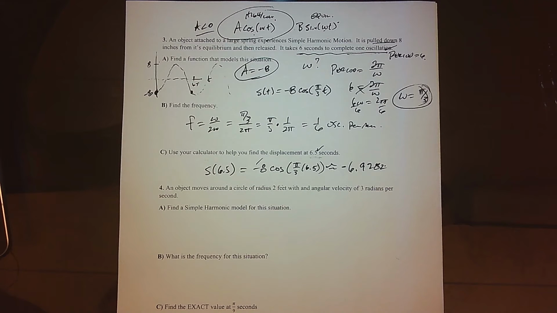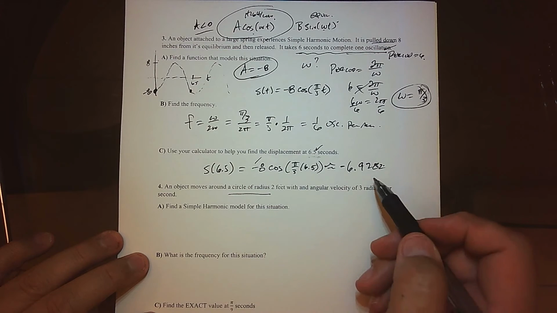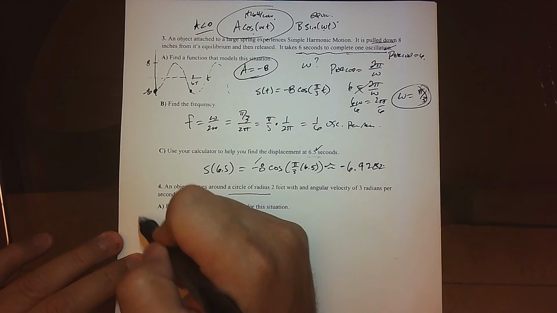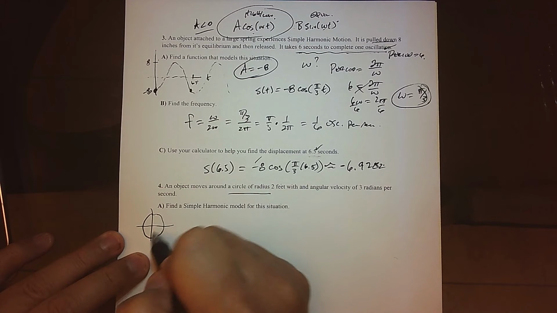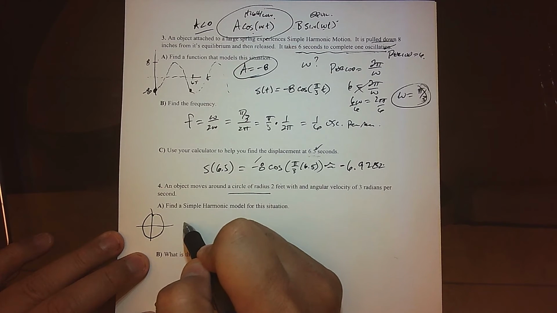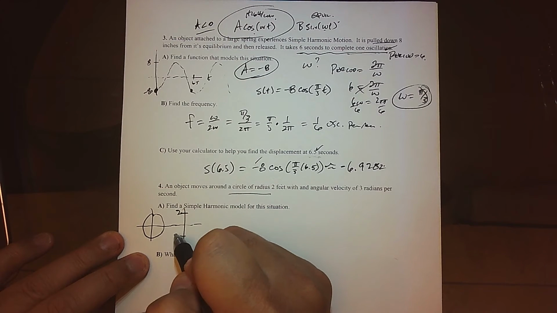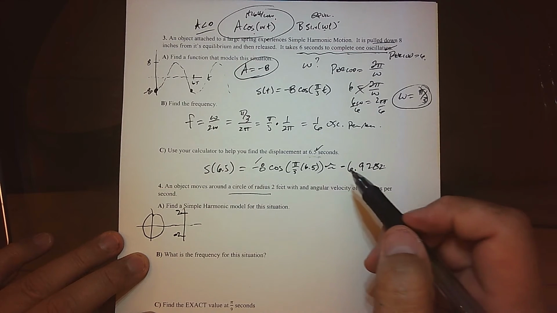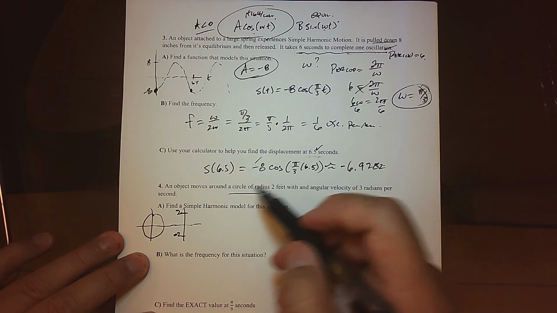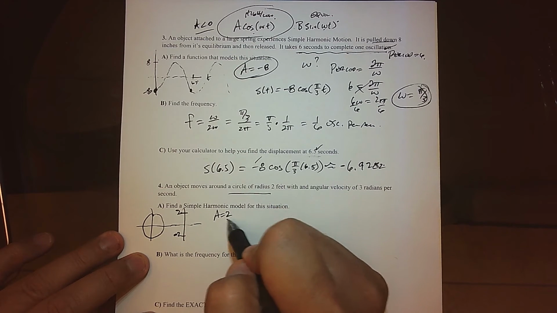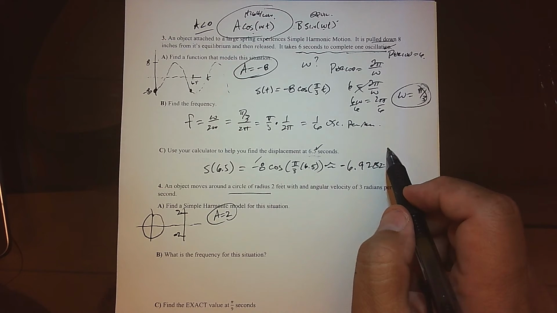Number 4, this time we have an object actually moving around in a circle of radius 2. So without reading anything more, that means if we have a circle of radius 2, as far as the equilibrium is concerned, we're at 2 and -2 respectively. And then we're going to be oscillating back and forth between all that. So I know right away that A is equal to 2, maybe negative 2 depending on other situations.